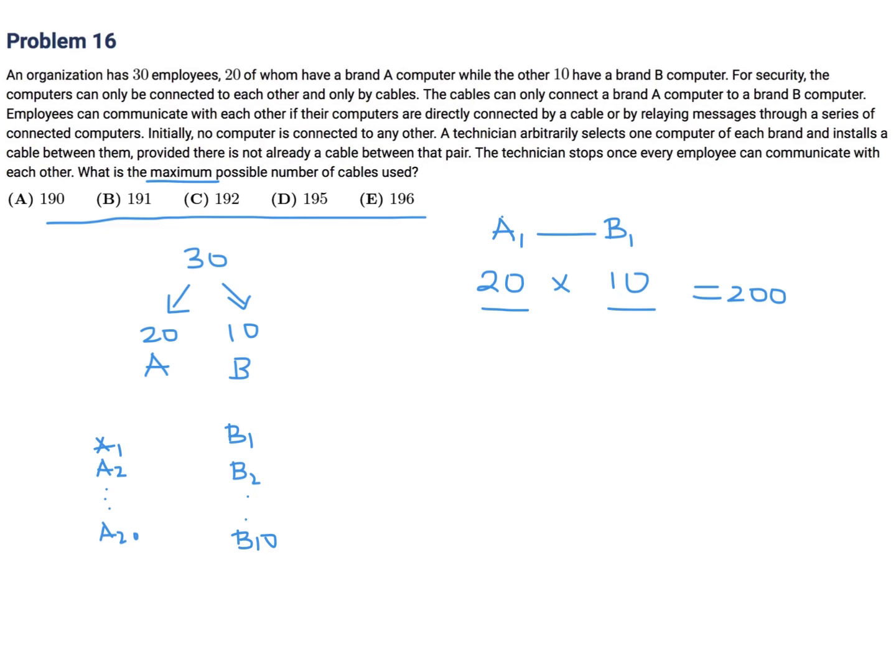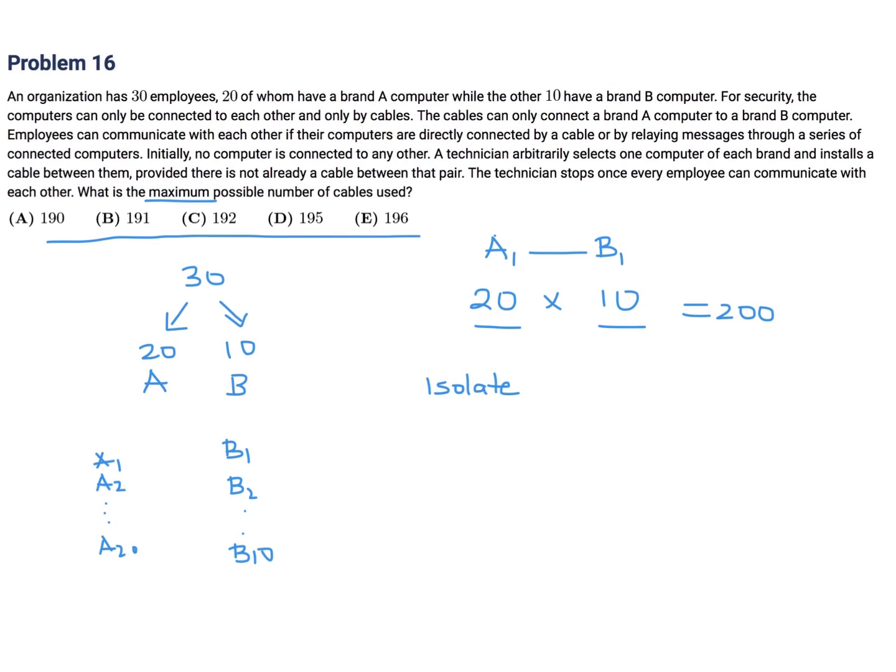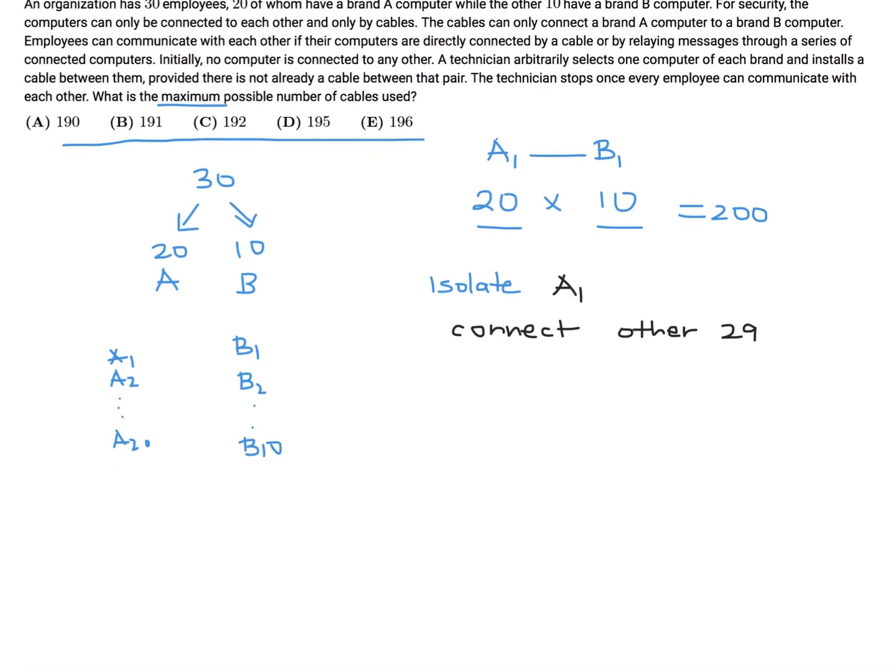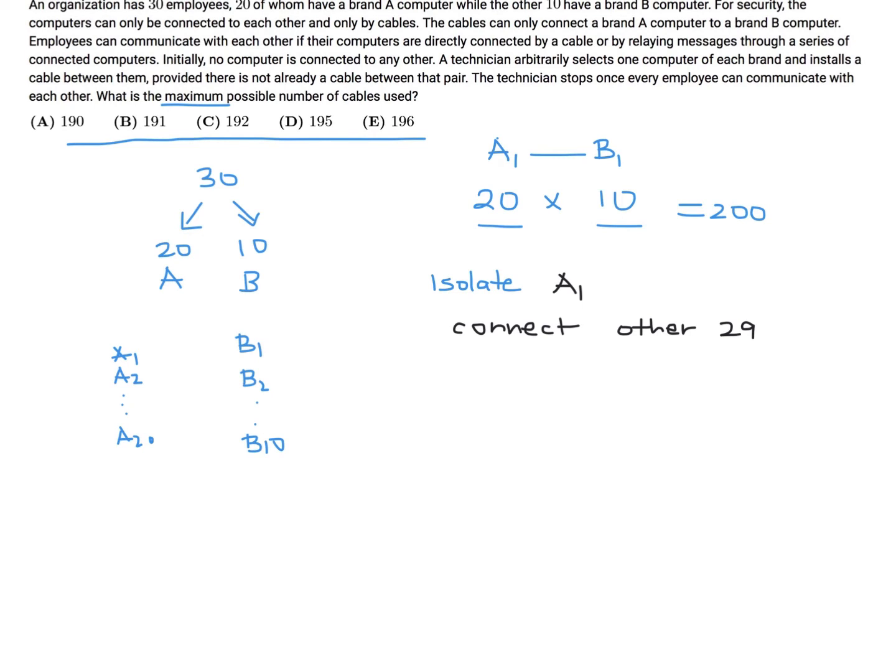So that means I've got to rethink this. What I did was isolate one of the computers. Let's not add it right now; let's add it a little bit later. Let's isolate A1 and deal with the other 29 computers. Connect the other 29 computers. If I do that, I've got 19 A computers and still have 10 B computers. So 19 times 10 gives me 190.